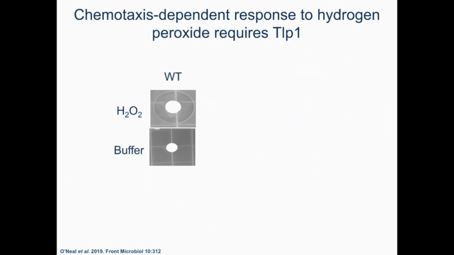And what we did is we took a disc saturated with hydrogen peroxide and put it on top of a soft agar plate in which wild-type cells were inoculated. And we saw within 20 minutes that these wild-type cells moved away from the disc. If we place the disc that's saturated with buffer on the same plate, the cells did not respond at all to this. Mutant lacking TLP1 did not respond.